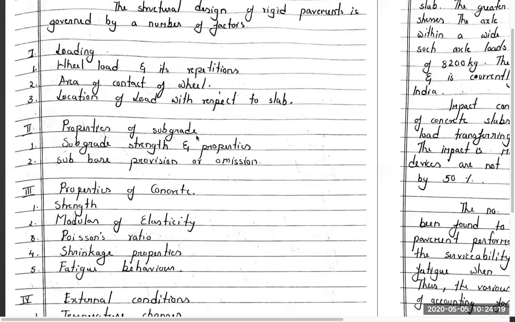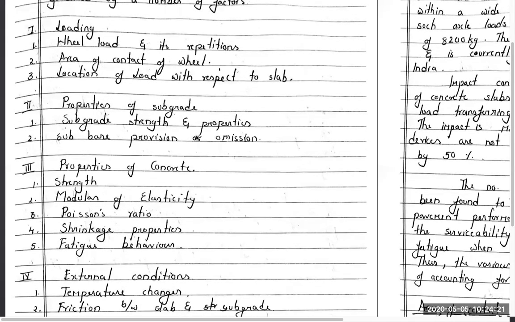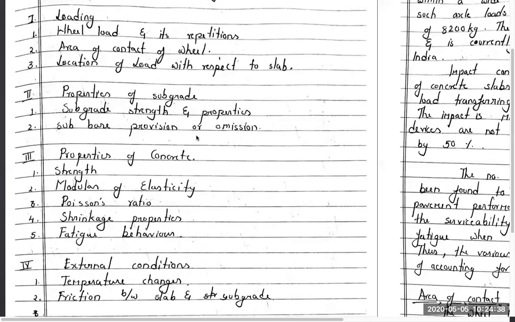We always go for properties of subgrade, like what type of soil is there, what is the strength of the soil, and what are the characteristics of the soil. Whether we need to go for sub-base provision, or it can be omitted based on the strength parameters. So this is about the soil condition we need to know.